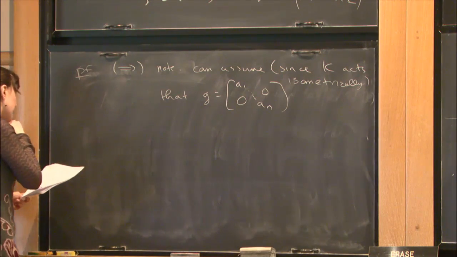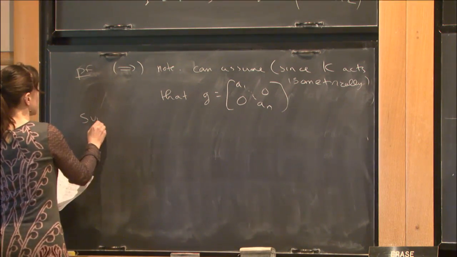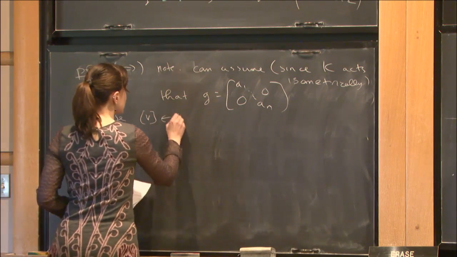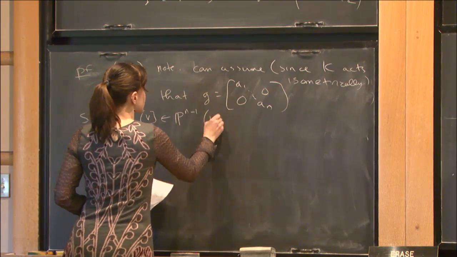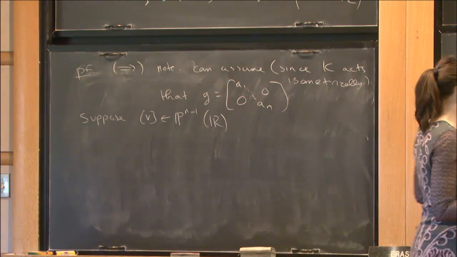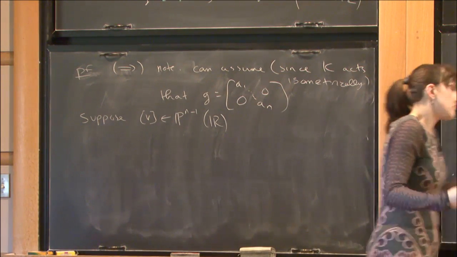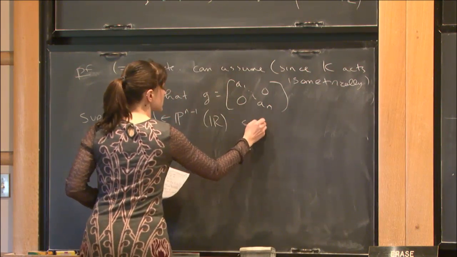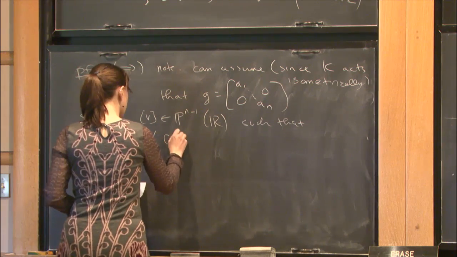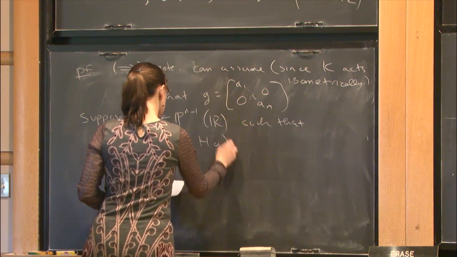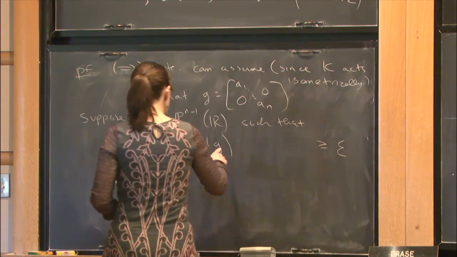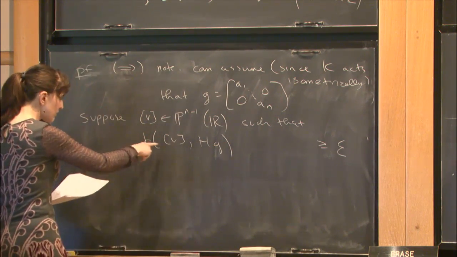Okay, and then suppose I have a point V in P^(n-1)(R), which is outside the epsilon neighborhood of H_g. What that means is that the distance from V to H is greater than or equal to epsilon. Now, what is this distance?